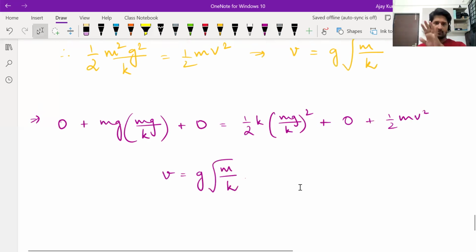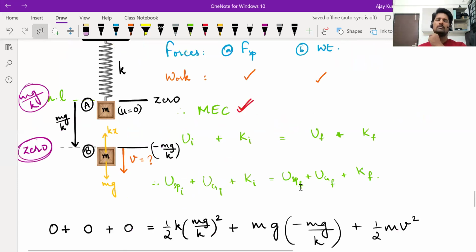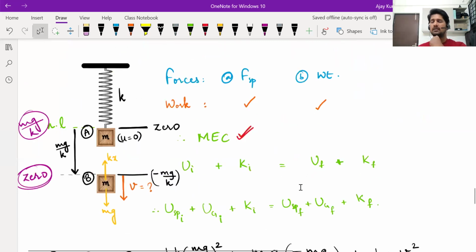Okay, so the thing you need to remember from this problem is that while applying mechanical energy conservation in a problem, it does not matter which level you take as 0 height for gravitational potential energy. That's what you need to understand from this problem.